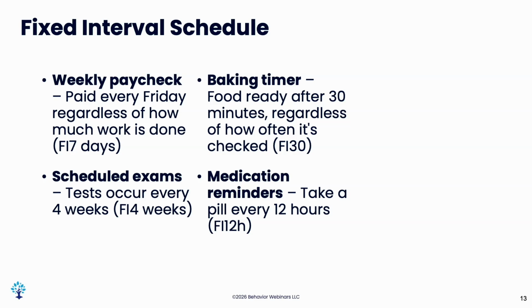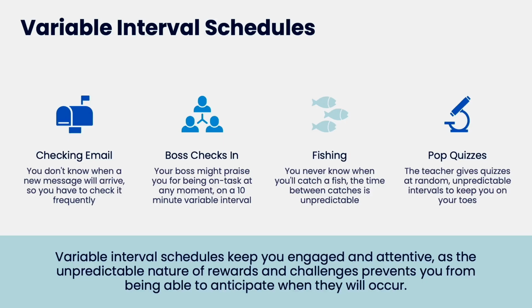Scheduling exams. Test occurs every 4 weeks. That's one for a fixed interval. Baking timer, the food is ready. And then medication reminders. Take a pill every 12 hours. Once the timer goes off, you take a pill. Anything on timers are typically that way.